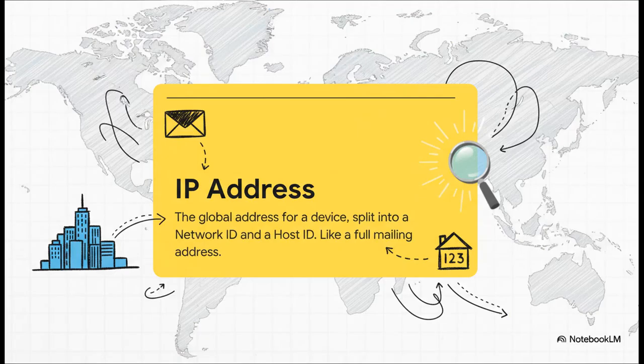This is where that IP address we added earlier becomes the absolute star of the show. While the MAC address was all about local delivery, the IP address is for global routing. It's the full-blown mailing address that tells routers all over the world where this packet is ultimately trying to end up. And it's cleverly divided into two parts: a network ID, which is like the city and the street, and a host ID, which is like the specific house number on that street.